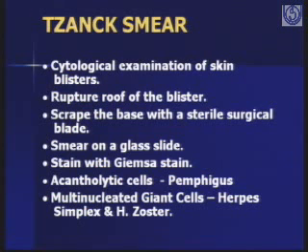The next is the Tzanck smear. This is a cytological examination of the skin blisters, and it is used for vesiculobullous disorders. Here what you do is you rupture the roof of the blister, then you scrape the base with a sterile surgical blade, smear it on a glass slide and stain it with the Giemsa stain. In pemphigus you get acantholytic cells, which appear as rounded cells with a large nucleus. And in herpes simplex and herpes zoster you can sometimes get multinucleated giant cells.